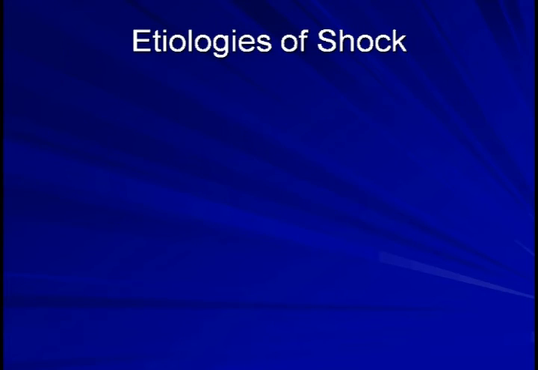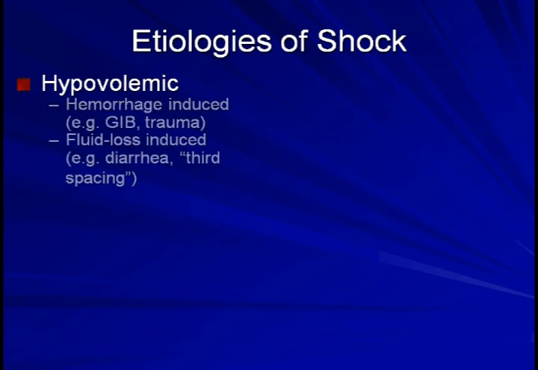I would like to briefly go through the major etiologies of the shock subtypes. Hypovolemic shock can be further divided into hemorrhage-induced, such as GI bleeds or from trauma, and fluid loss-induced from diarrhea or third spacing. Hypovolemic shock from third spacing is probably most commonly seen in severe acute pancreatitis.